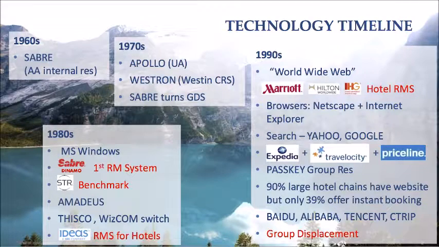So in the 1980s, we had MS Windows. Then Sabre, or rather American Airlines, developed its own in-house revenue management system. So that is what I would call our industry's first or very early revenue management systems, part of AA. Then the STR benchmark, as we all know it now, actually started back in the 1980s.